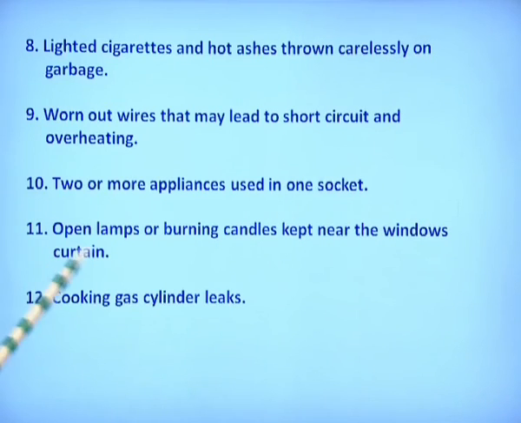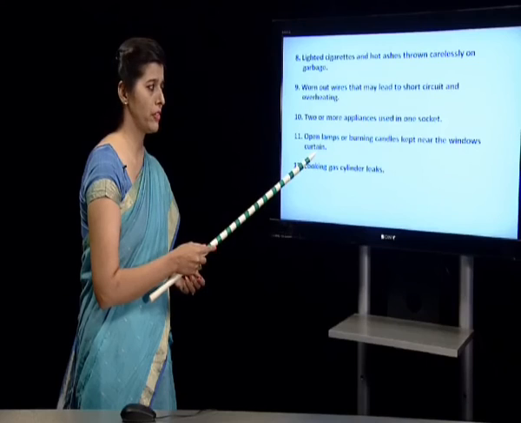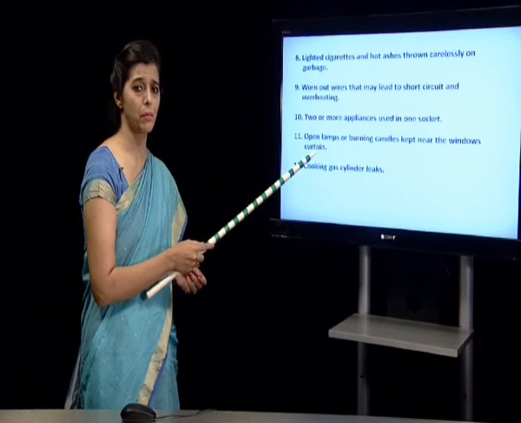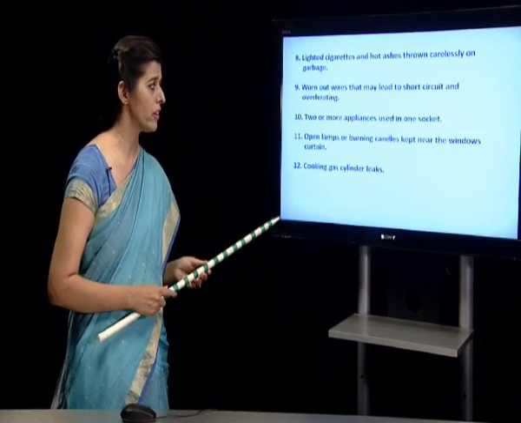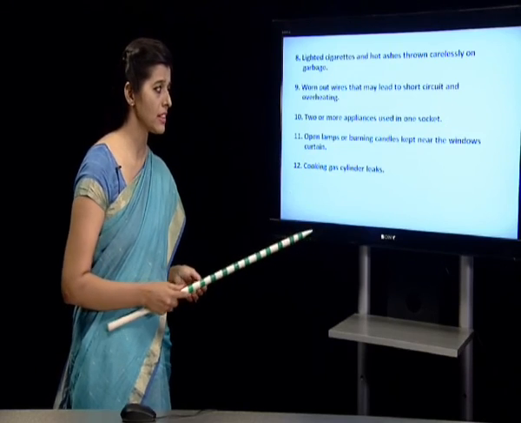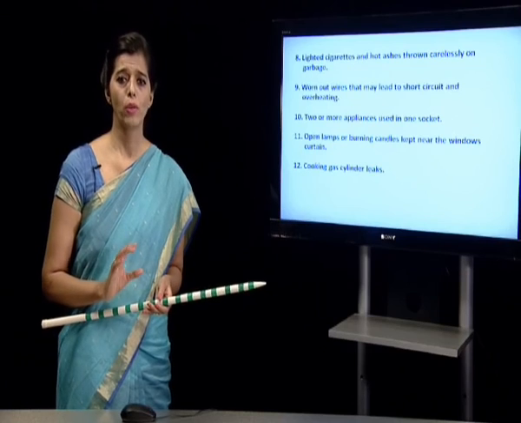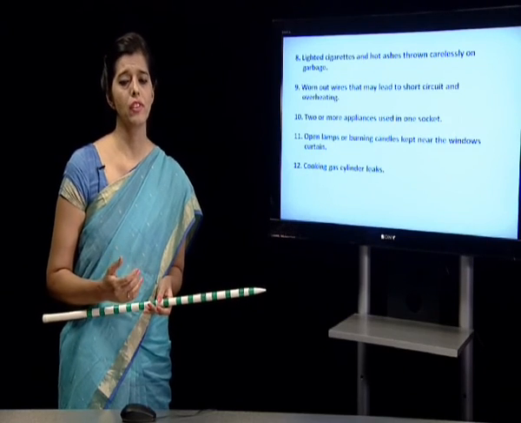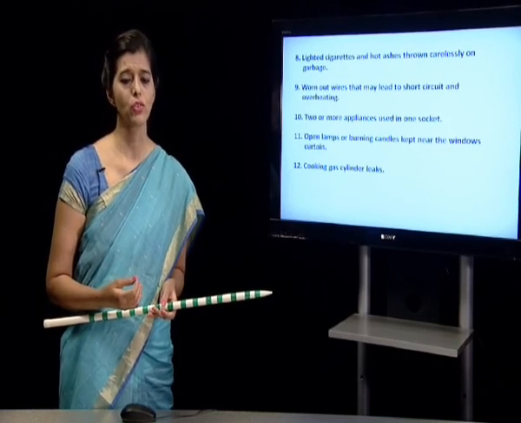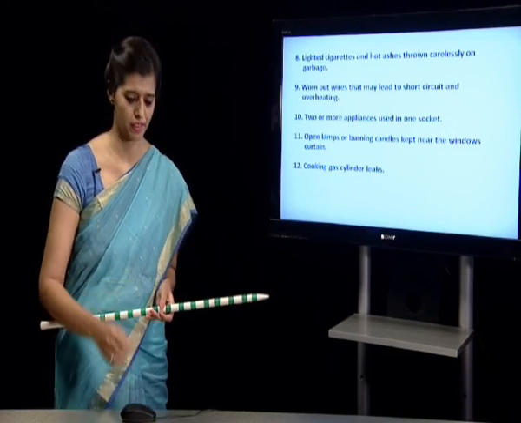And open lamps or burning candles kept near the window curtains might catch fire and the people might get burned. So it has to be taken care of. Cooking gas cylinder leaks. So one needs to check the cooking gas cylinder is proper, and these days we have cooking gas through pipes also. So for that leakage also we need to check.